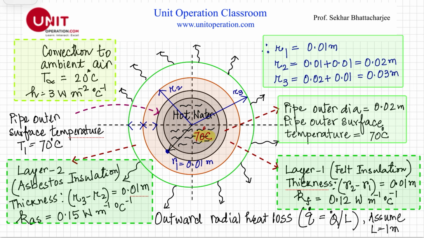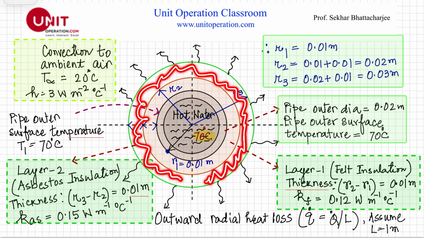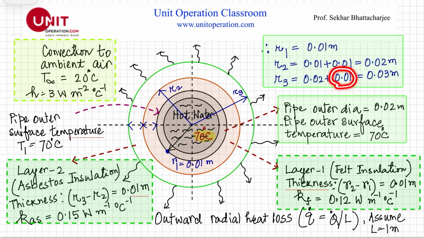And finally, this is my asbestos layer on top of this felt insulation, and this also has a thickness of 0.01 meter. So this radius R3 is 0.03 meter. Now this is exposed to ambient air, and the ambient air is at 20 degrees Celsius. So as a summary, R1 is equal to 0.01 meter, R2 is equal to 0.02 meter, and R3 is equal to 0.03 meter.